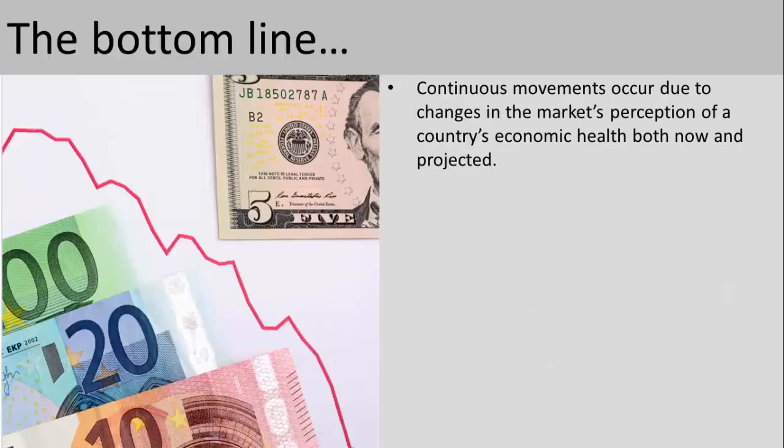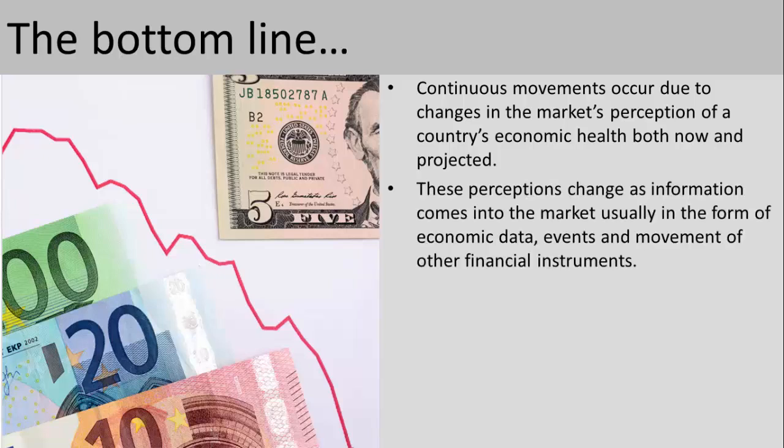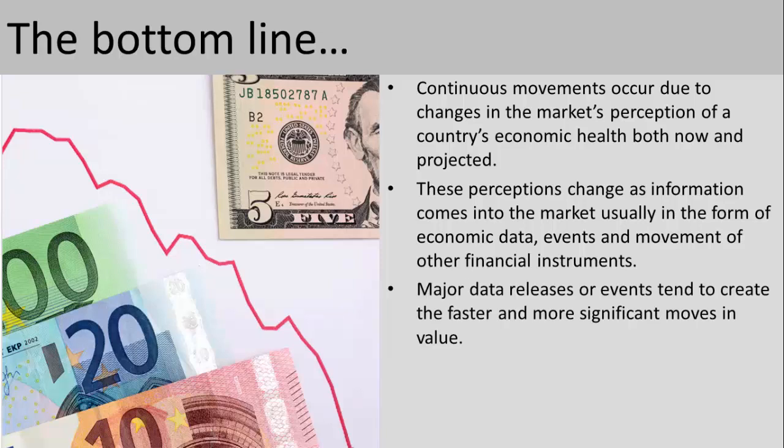So here's the bottom line. Continuous movements occur due to changes in the market's perception of a country's economic health, both now and projected, or in other words, in the predicted future. These perceptions change as new information comes into the market, usually in the form of economic data, events, and movement of other financial instruments. It's major data releases or events that tend to create the faster and more significant moves in value. And of course, we're going to cover these in a future unit, specifically on economic data releases.